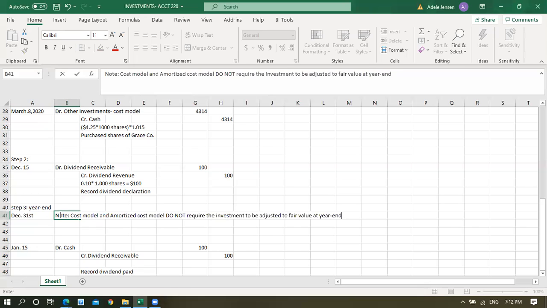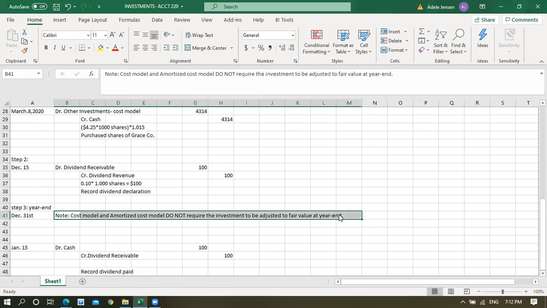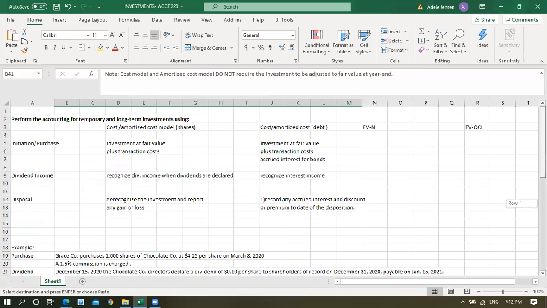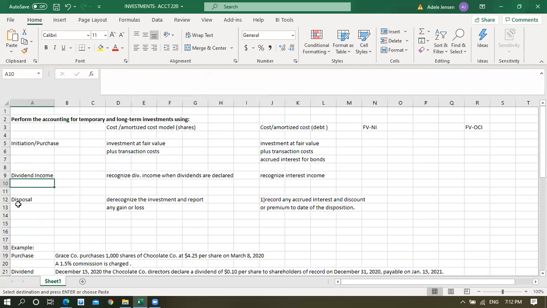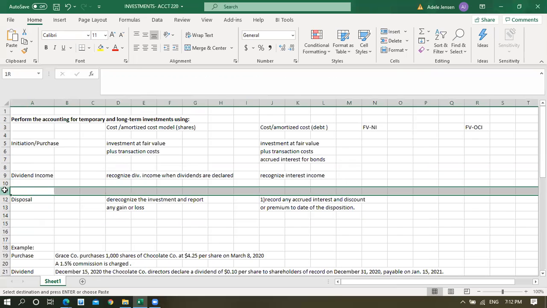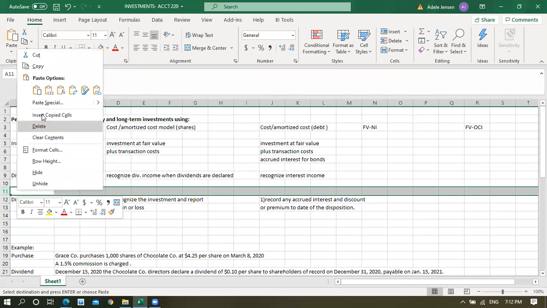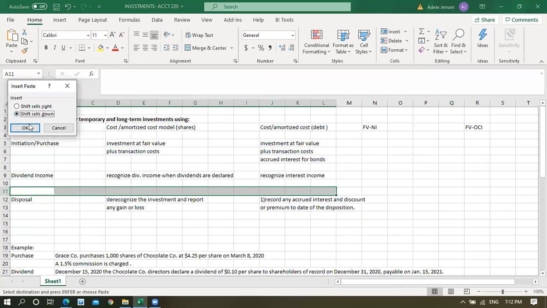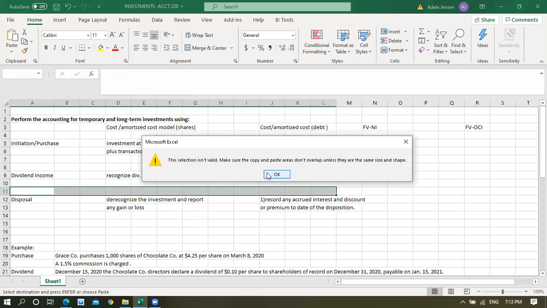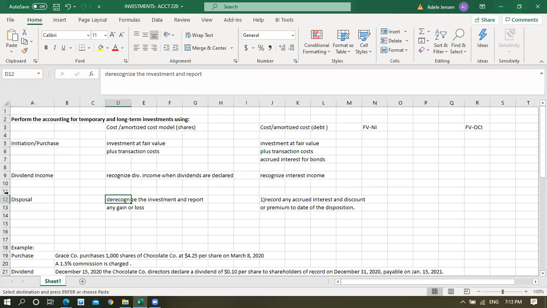at year end. Okay, so that's a very good point to note, because if you can kind of remember the few differences, then that will really help you. So let's put that here for information on our year end.